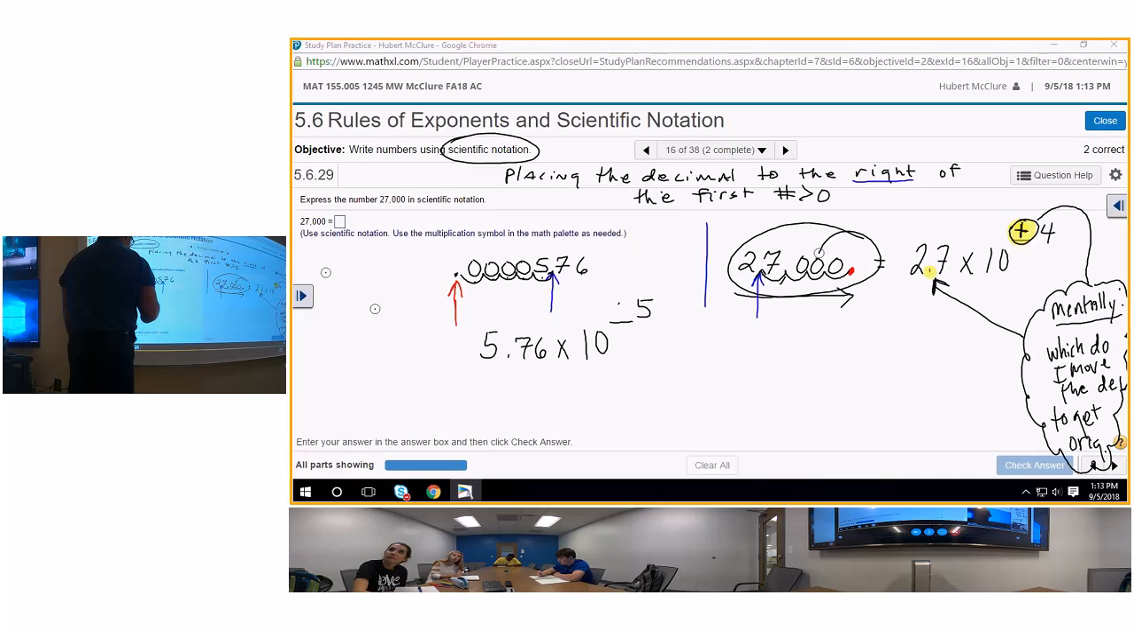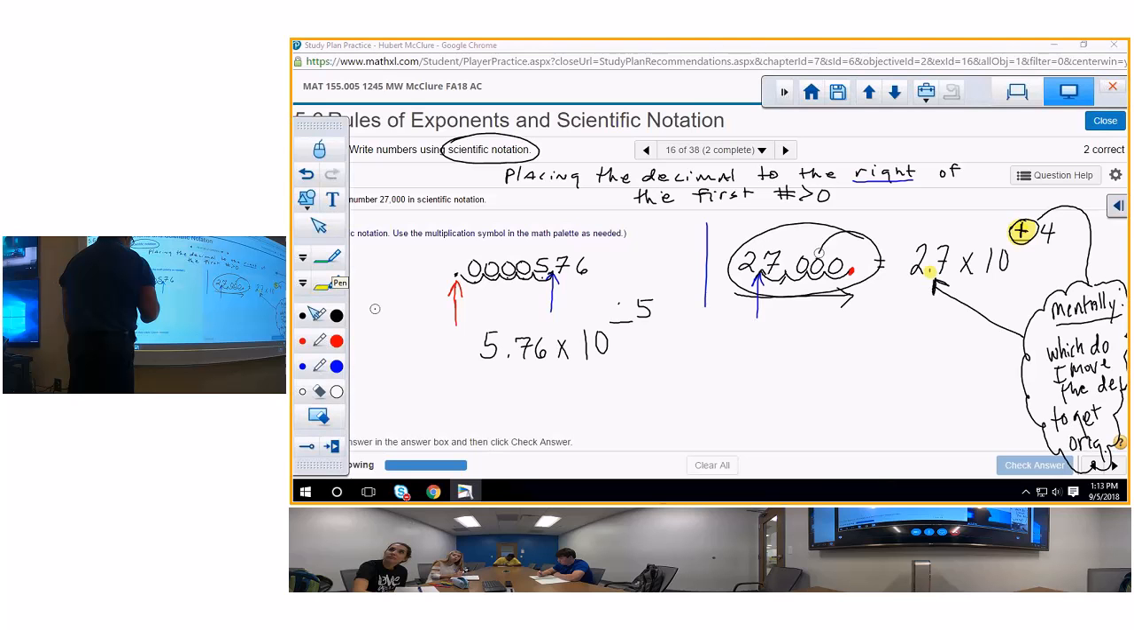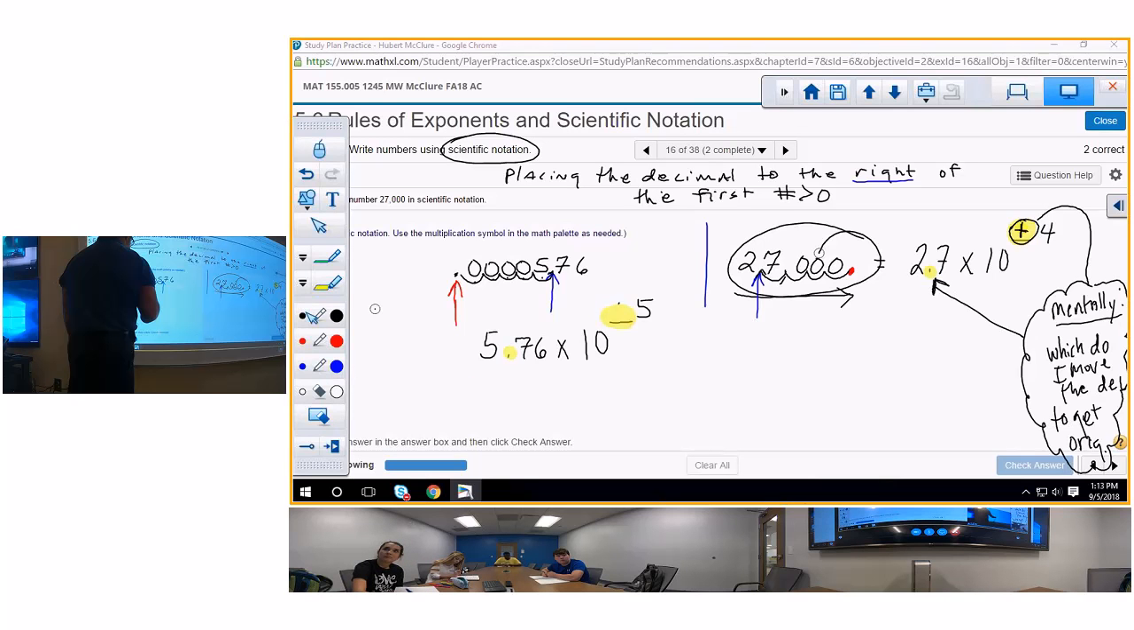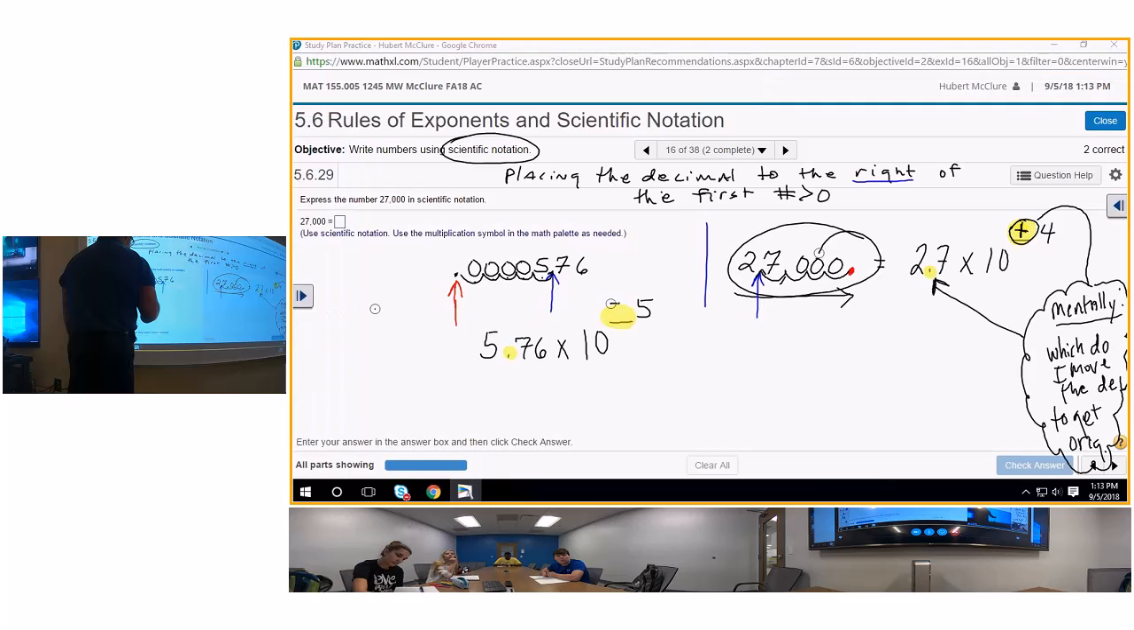Okay? And then you ask yourself, which way do I move this decimal in my head to get it back the way it was? To the left. To the left, that would be negative. That's going to be a negative, and that's your answer.